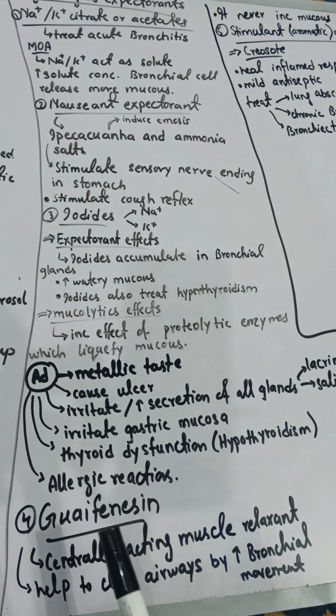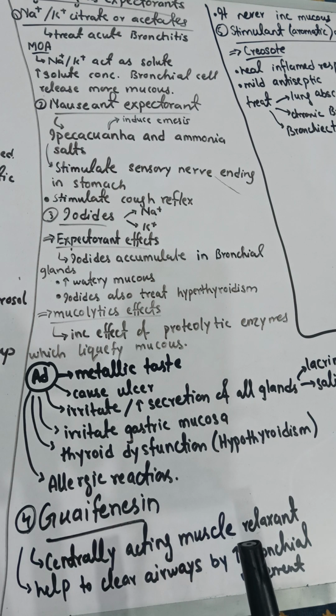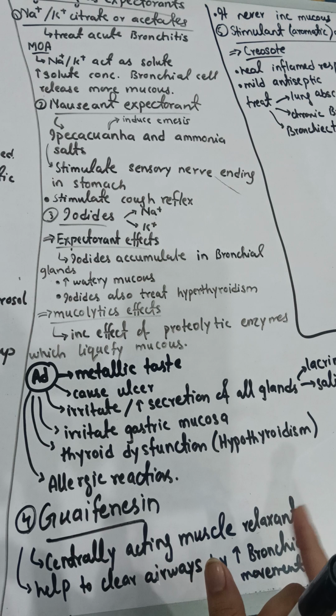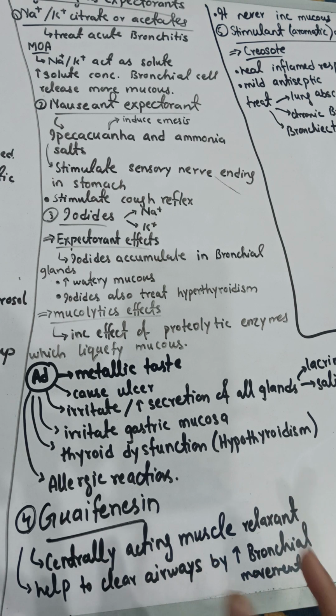Now, the fourth drug is guaifenesin. It is a centrally acting muscle relaxant. It is not increasing the volume of your mucus. Actually, it helps to clear the airway by increasing the bronchial movement. So, it will increase the contraction and relaxation of bronchioles. Due to the increase in this movement, it will push the mucus to move forward.